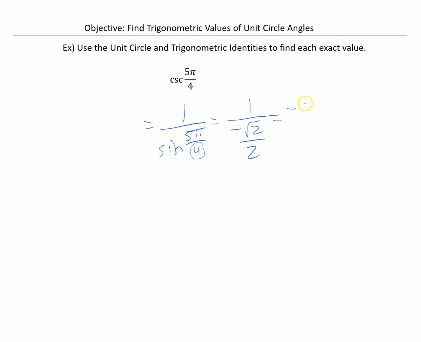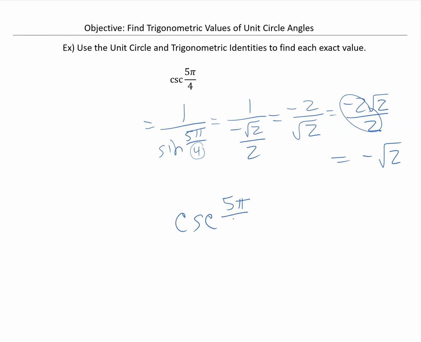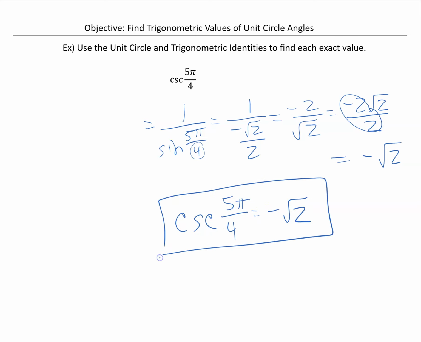That would be the reciprocal of negative root 2 over 2, which would be -2 over root 2. Rationalizing, that gives us -2 root 2 over 2, and then we can reduce. -2 divided by 2 is -1, so we get negative square root of 2. So we have cosecant of 5 pi-4 is negative square root of 2.